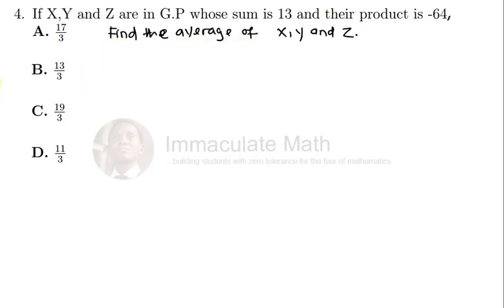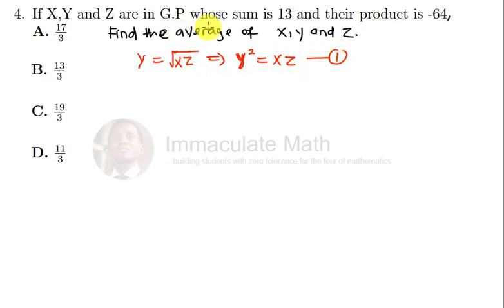Now, anytime you hear that three numbers are in geometric progression, have it at the back of your mind that the middle number will always be equal to the square root of the product of the first and third number. It will always be the square root of the product of x and z. So that means we can have y squared equal to xz. Let's call this equation one.